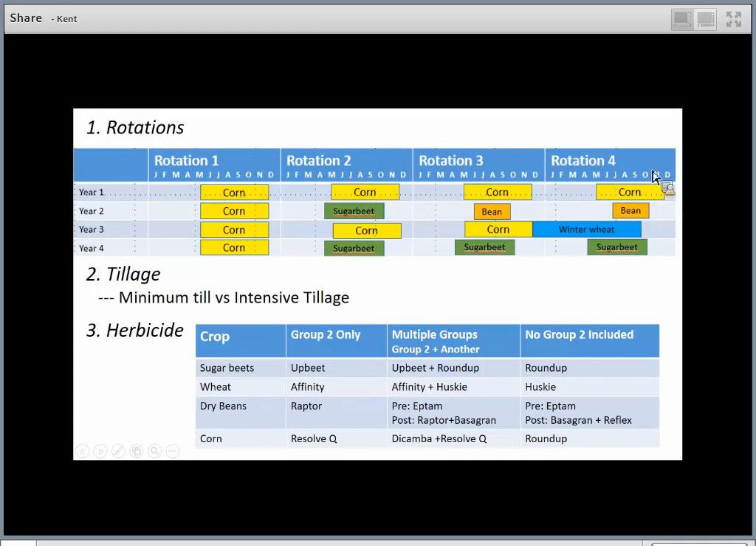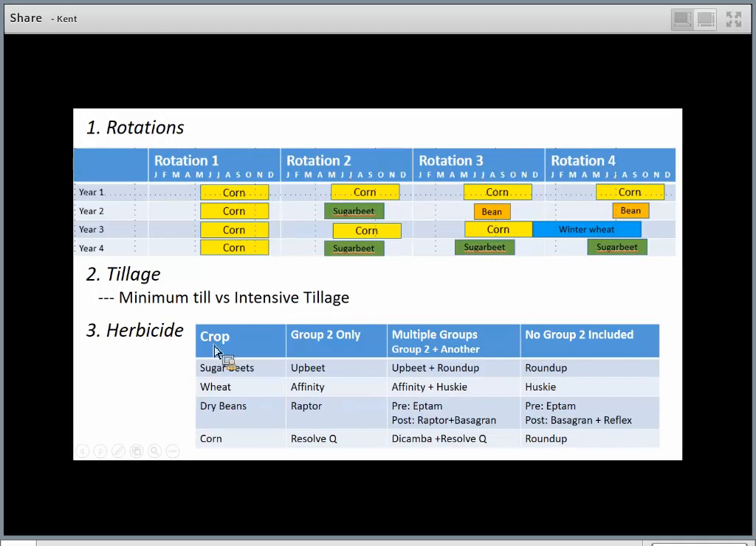And then rotation 4 was the most diverse of all. So you've got corn, dry beans, winter wheat, which is actually planted the year before the year you harvest it, and sugar beet. So there's 4 rotations. So that's one main effect. Second effect is tillage. So they had a minimum till versus an intensive tillage system. The minimum till is actually no-till. Their intensive tillage is, I think, a rototiller. It's not a plow. It's a very intense disc or disking and then rototilling at the surface.